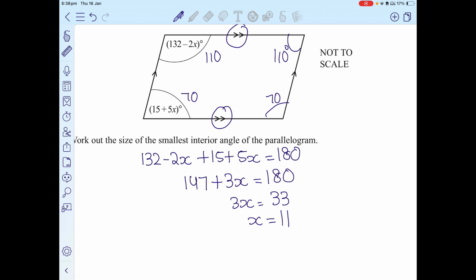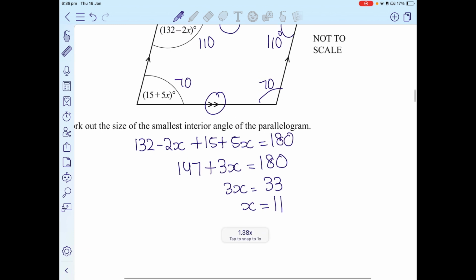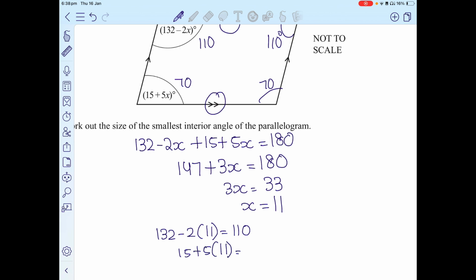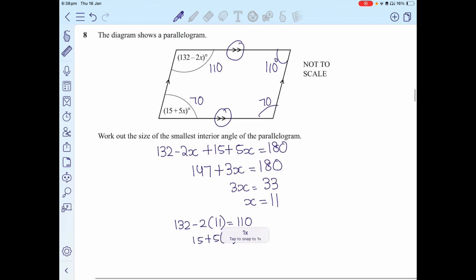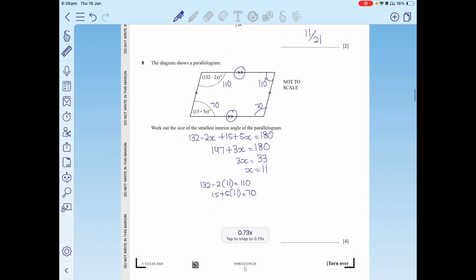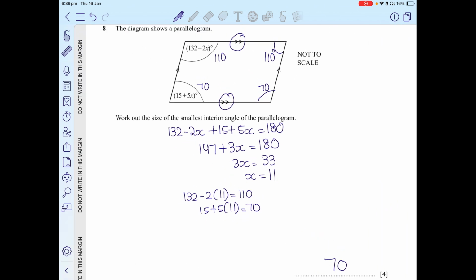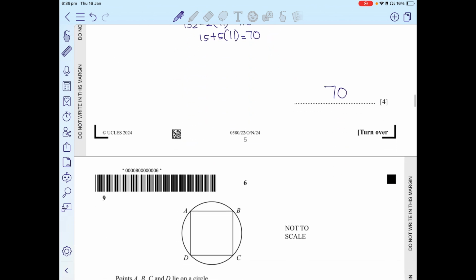Alright, so once you found the value of x, you're going to show that 132 minus 2 times 11 is equivalent to 110, and 15 plus 5 times 11 is equivalent to 70. So the smallest interior angle is going to be 70, and this is a 4-mark question, so make sure you show your working. Now we move on to question number 9.